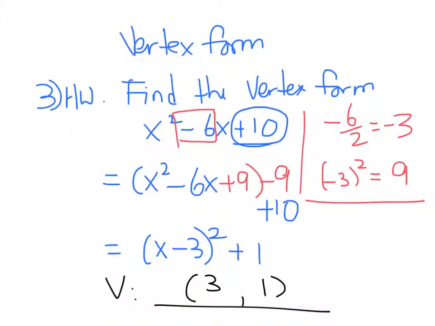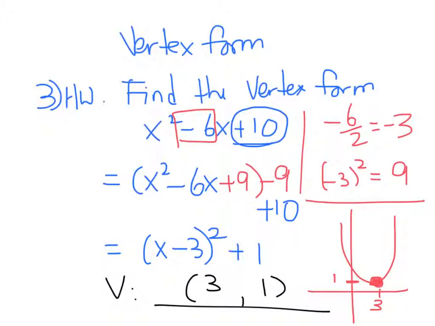So if I were to draw a graph, it's going to look like this. And my vertex is going to be at, this is going to be 3, and this is going to be 1. That is my vertex. I want you to understand that my vertex is a point in parentheses. This vertex form right here is the equation for the graph. So vertex form means the equation for the graph, and the vertex means the little dot. Where is the little dot? I want you to know the difference between the two.